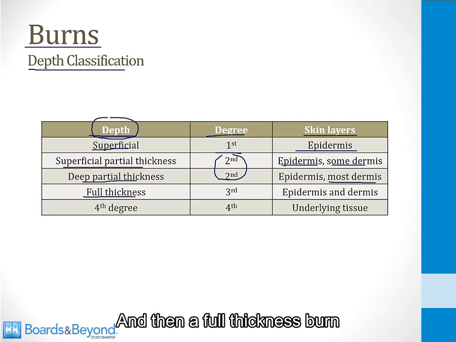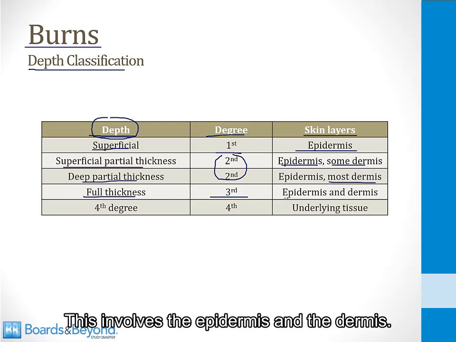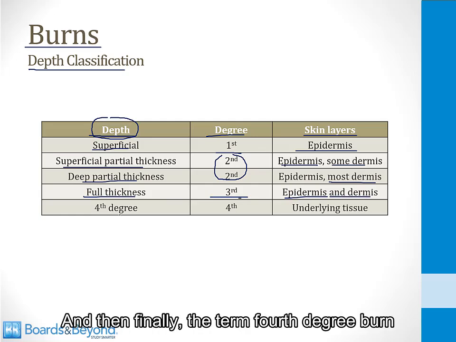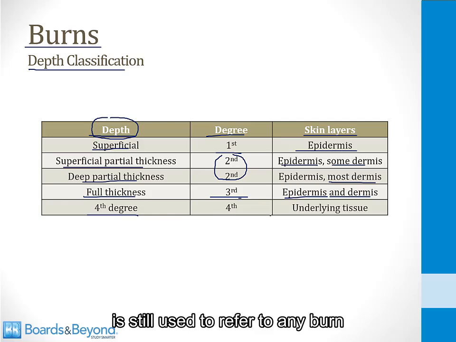And then a full thickness burn used to be called a third degree burn. This involves the epidermis and the dermis. And then finally, the term fourth degree burn is still used to refer to any burn that involves the entire epidermis, dermis, and underlying tissue.